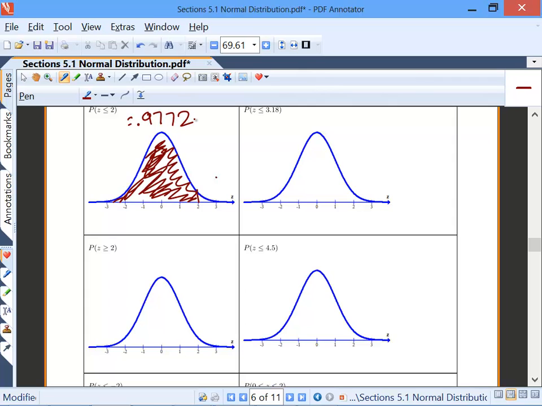So for my next example, now I want the probability that z is greater than or equal to 2. So here's my 2. Now I want the area to the right. Again, if I look up 2 on my graph, it will give me the area to the left. So the area to the left is 0.9772. So how do I find the area to the right? 1 minus 0.9772 gives me 0.0228.